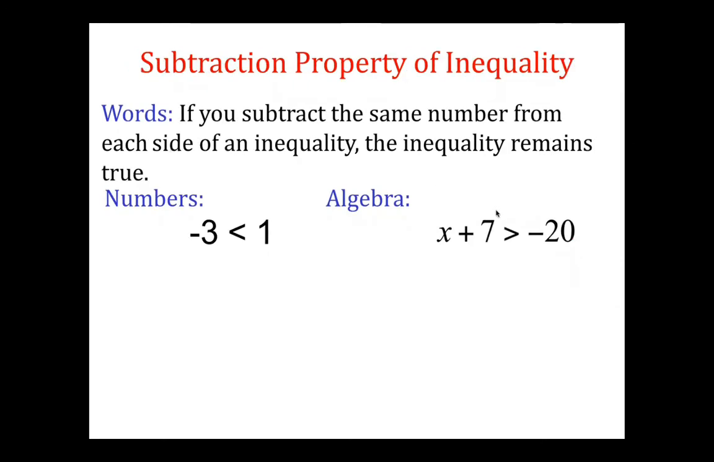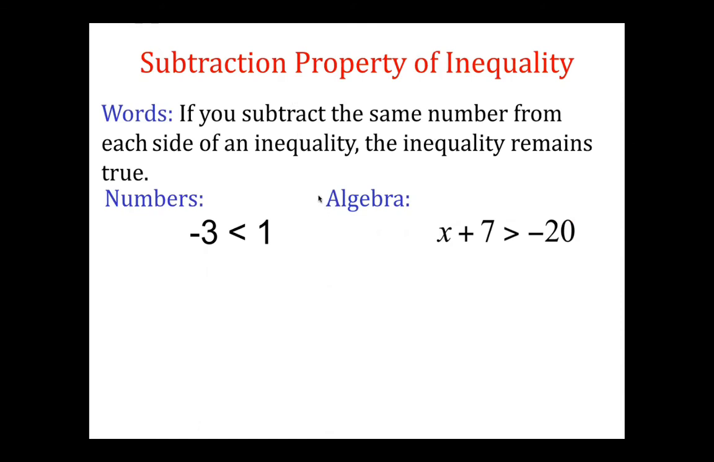Now we have the subtraction property of inequality. This is almost the same gist as the addition property of inequality. However, now we're doing subtraction. So in words, if you subtract the same number from each side of an inequality, the inequality remains true.